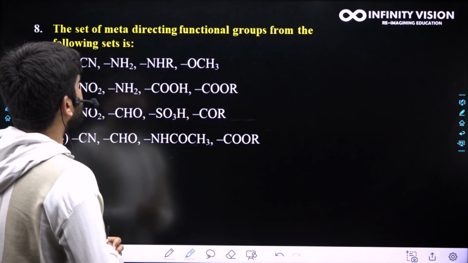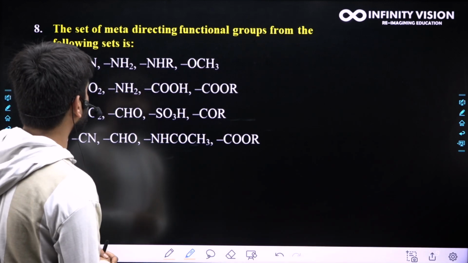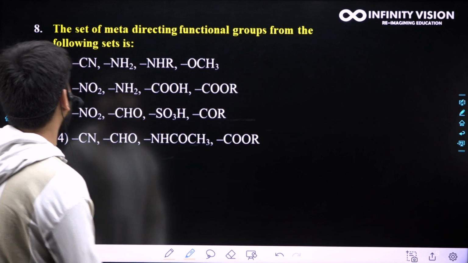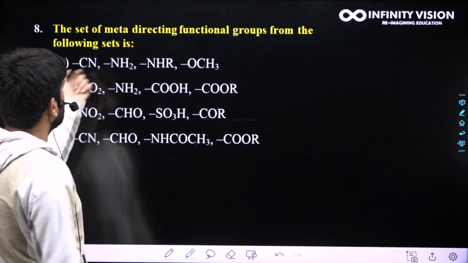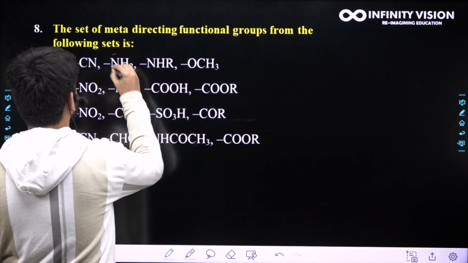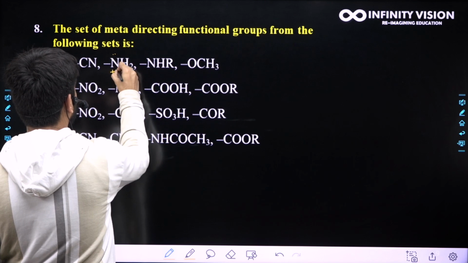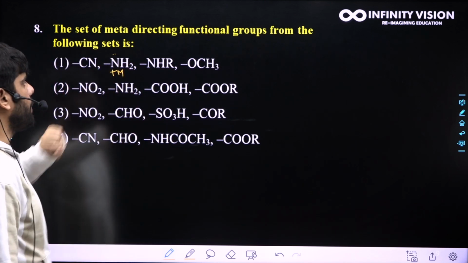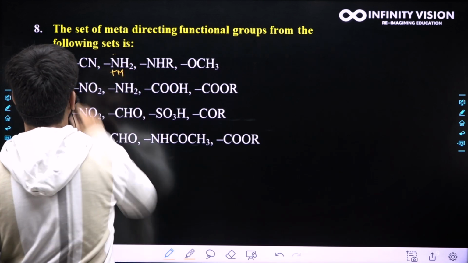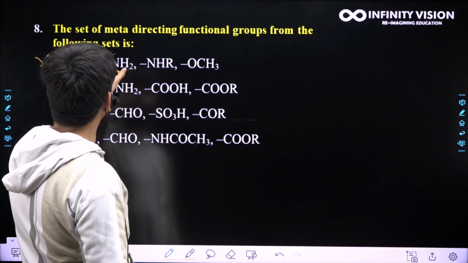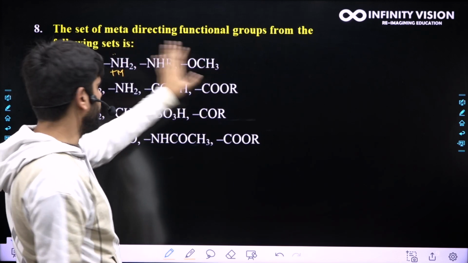The set of meta-directing functional groups from the following sets is, all right. So we have cyanide. Now, we know that this NH2 group exhibits +M. Why? Because of the lone pair of electrons. So this set doesn't contain all meta-directing groups.